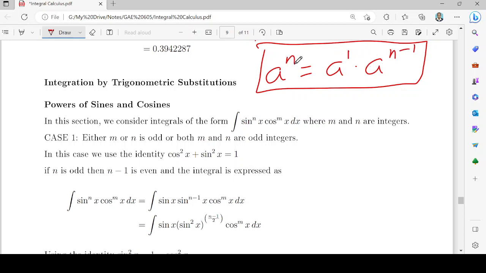So when we write a raised to power 1 times a raised to power n minus 1, then we can write a raised to power 1 plus n minus 1, which is n. But now we are going to use this in reverse. So we break a raised to power n into power 1 and power n minus 1. So if it is n which is odd, then we break that into sine of x raised to power 1 and sine of x raised to power n minus 1. So that now the power here is even. We are assuming here m is even.